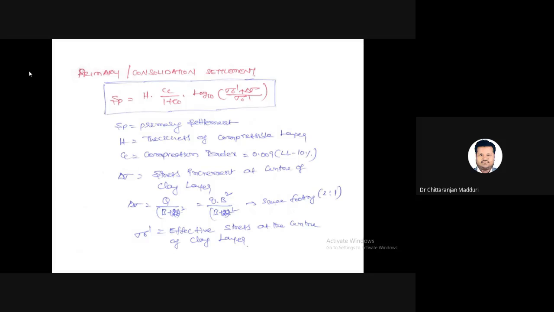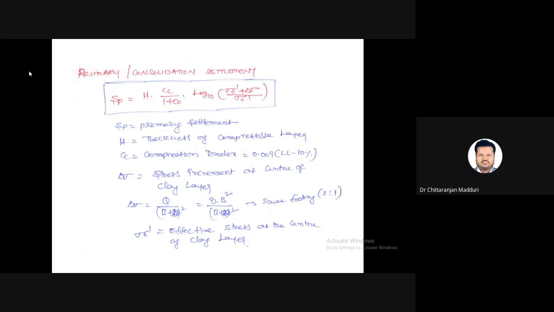The equation is: primary settlement equal to H into Cc by 1 plus e naught, log 10 of sigma naught dash plus delta sigma by sigma naught dash. Sp is known as primary settlement, H equal to thickness of compressible layer, Cc is known as compression index.